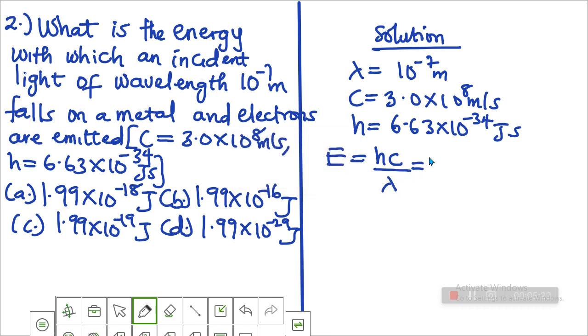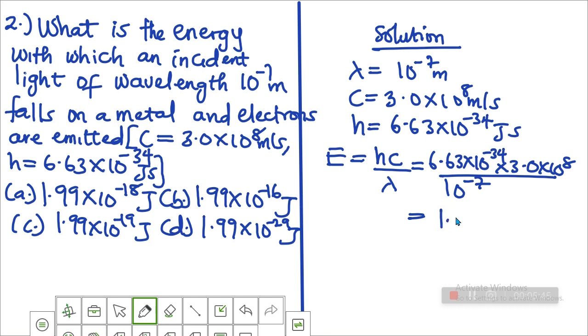So let's do it. We are now going to have 6.63 times 10 raised to power minus 34 times the speed of light, 3.0 times 10 raised to power 8, over our wavelength, 10 raised to power minus 7. So now let's quickly calculate. We get 1.989 times 10 raised to power minus 18 joule.